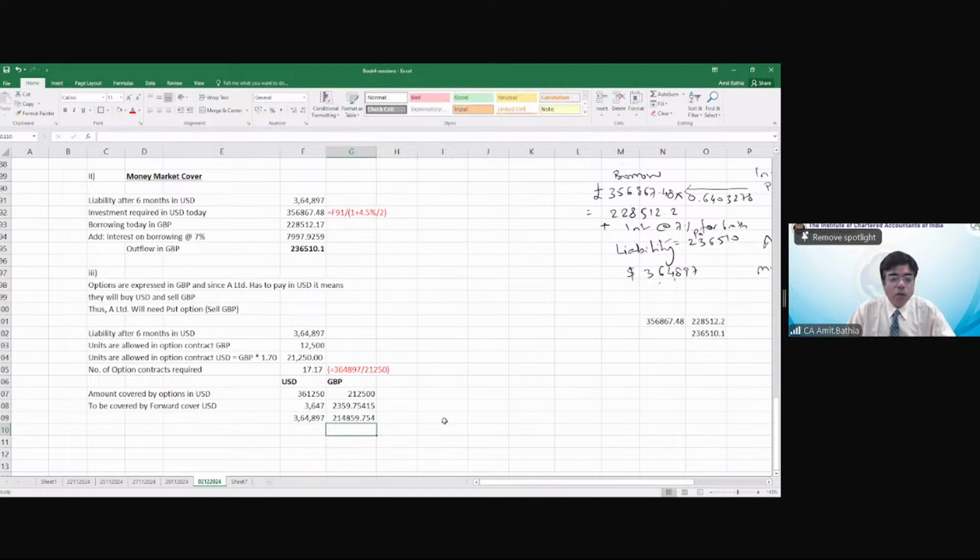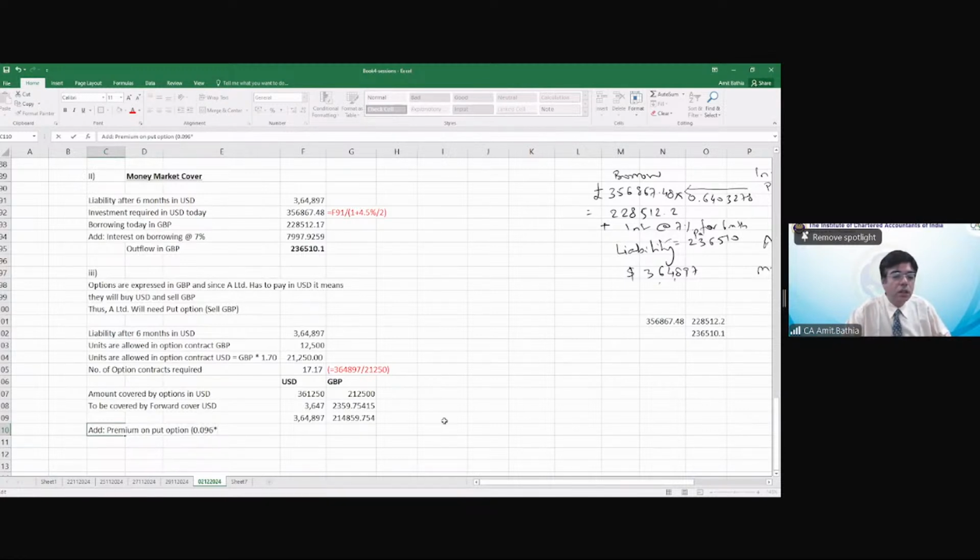So this is my total outflow, but I need to add one more thing, and that is the premium. How much premium will be paid out? Premium on the option. So how much premium? Because this I will have to pay right away. So how much is going to be my premium? We are told it is 0.096. This is 0.096 in US dollar terms.